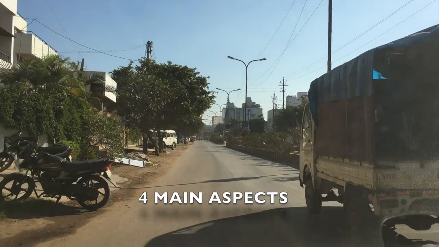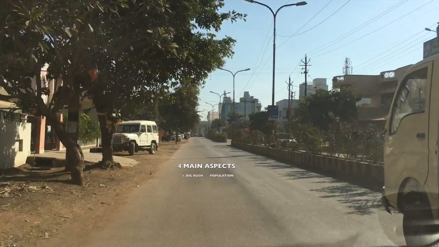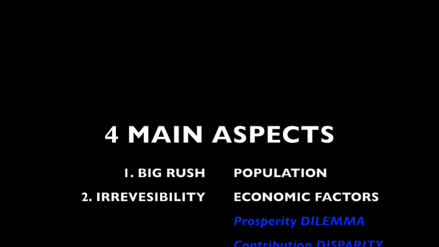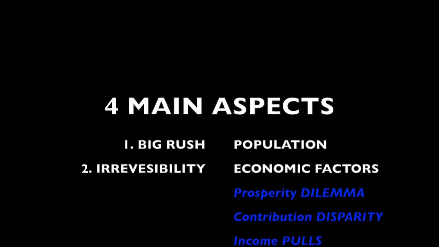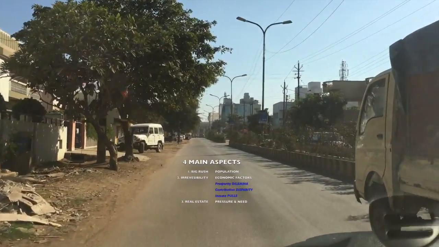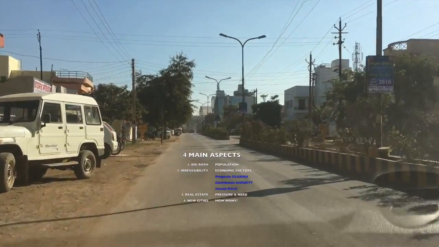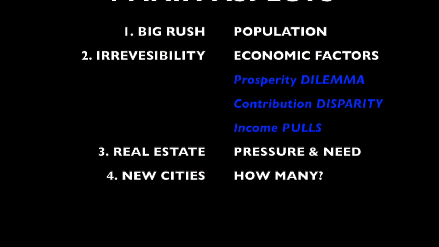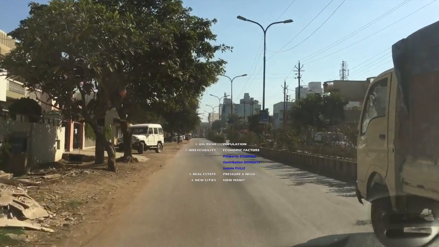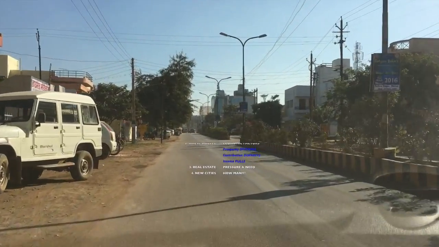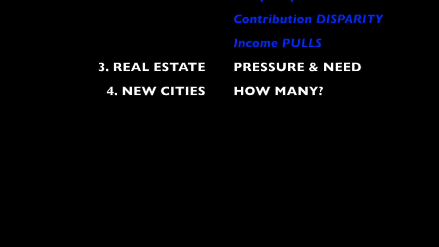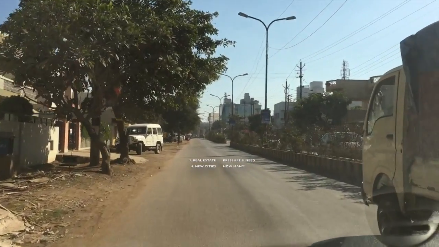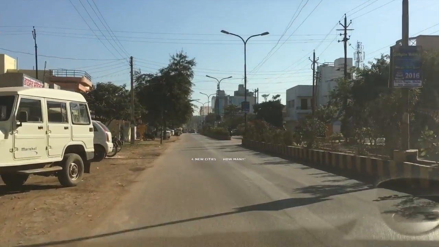In this study, we touch upon four main aspects. Number one, we look at the big rush of population worldwide and in India. Number two, we look at the irreversibility of urbanization through the eyes of three main economic factors. Number three, we look at the real estate, its pressures and its outcome and its needs. And finally, at number four, we look at the number of new cities that might be needed in India.